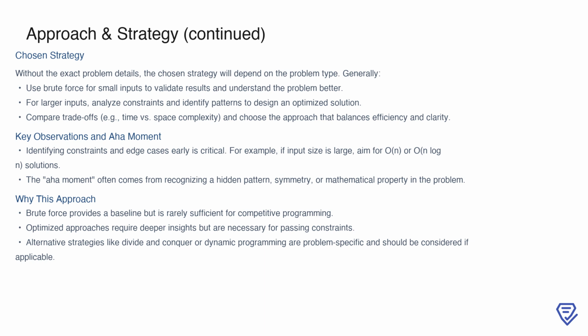For smaller inputs, brute force is often a good starting point to validate your solution and gain insights into the problem. However, for larger inputs, you'll want to analyze constraints and look for patterns that can make your solution more efficient. It's also important to assess trade-offs, like whether a more optimized approach might increase the complexity of your code. Key observations, like identifying edge cases or recognizing hidden patterns in the input, often lead to the aha moment where the solution strategy becomes clear. For example, noticing symmetry or some mathematical property in the data can open the door to a highly efficient solution. Ultimately, the goal is to balance efficiency with clarity, ensuring that your solution is both correct and scalable.